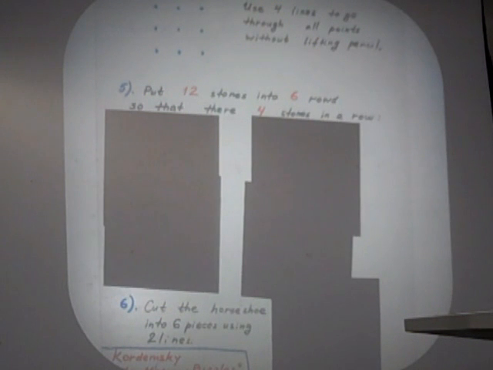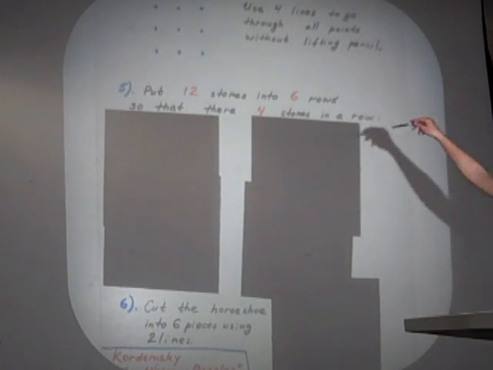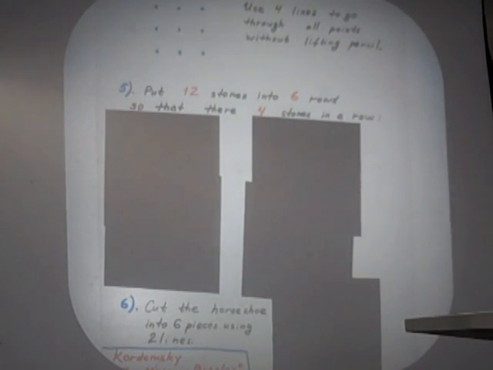So here is another problem. You have 9 points. Use just 4 lines to go through all the points without lifting your pencil. If you don't want to listen to me for too long, you can try doing this. I have another problem to give you to think about.